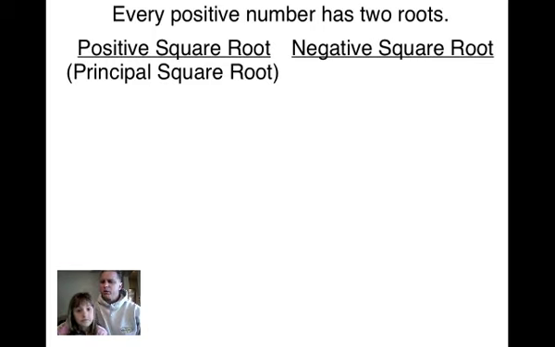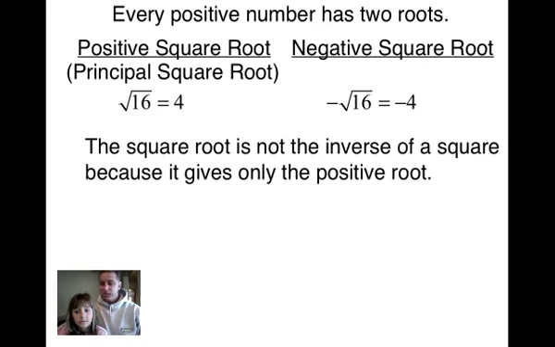So the positive square root is the one that we're going to deal with most of the time, but there is a negative square root. So the square root of 16 is 4, and then we can also have a negative square root of 16, which is negative 4, because negative 4 times negative 4 is a positive 16.